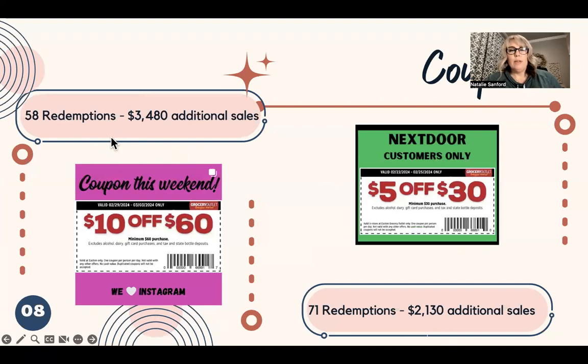So for this one, we had 58 redemptions, which resulted in $3,480 of additional sales, at least, because I'm just assuming that each one spent $60, but most of them end up spending more. And so that's a really low number. It probably is more in the range of $5,000 to $6,000, which is quite significant for a day. And then this $5 off of $30, we had 71 redemptions, which resulted in an additional at least $2,130 of sales, probably more because I was just going off of the $30.